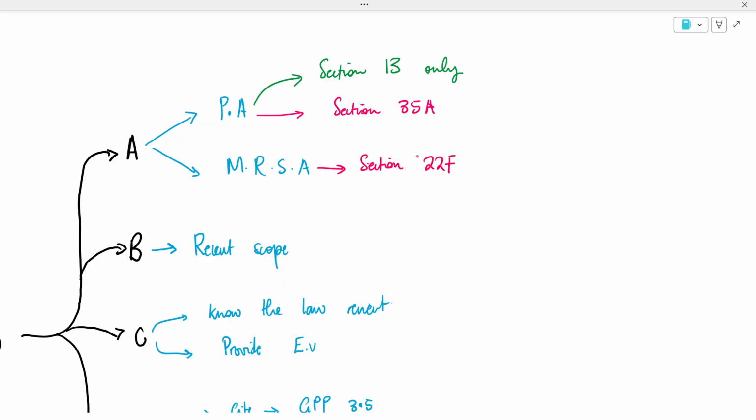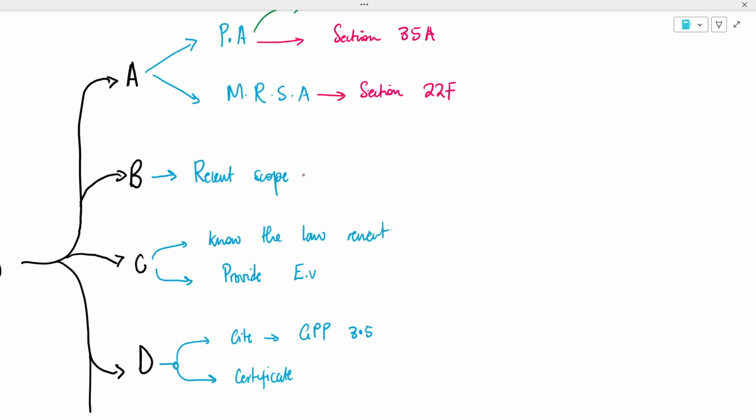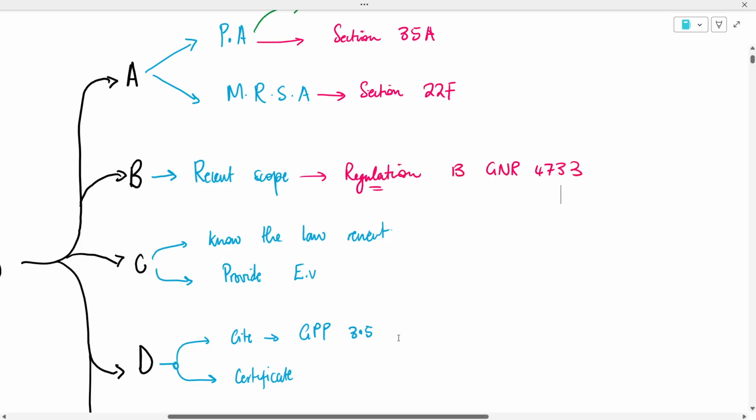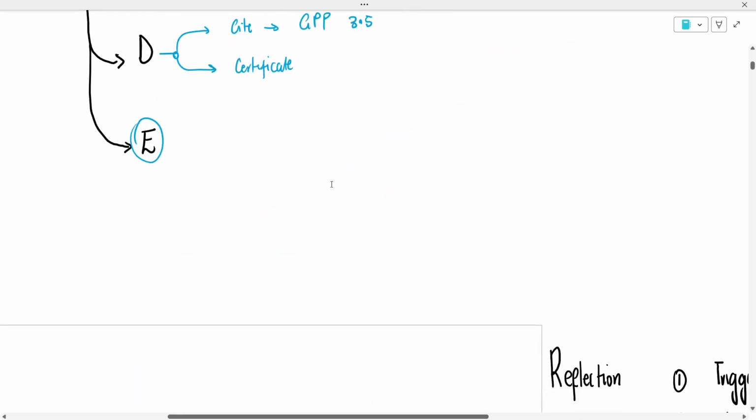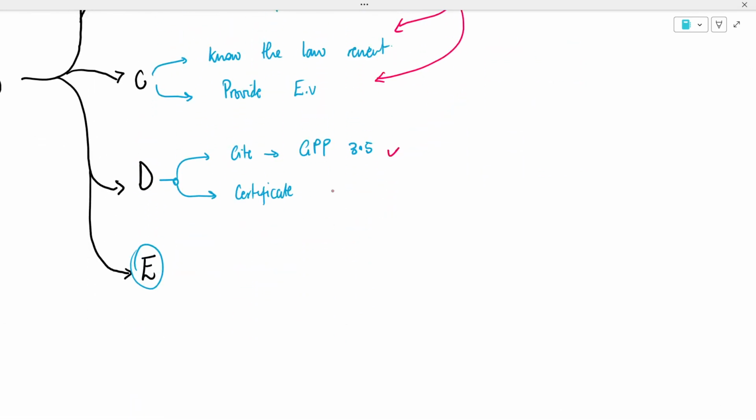22F of the Act. The recent scope of practice, you've included regulation 5 and 6. Add regulation 13 of the very same Act. That's GNR 4733. And then here, this regulation 13 will also be applicable for this one. Here, you did include this and this. Here, I would suggest you add section 1.4.